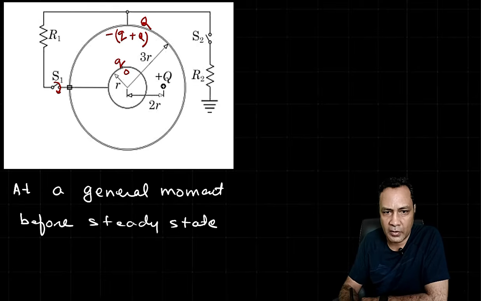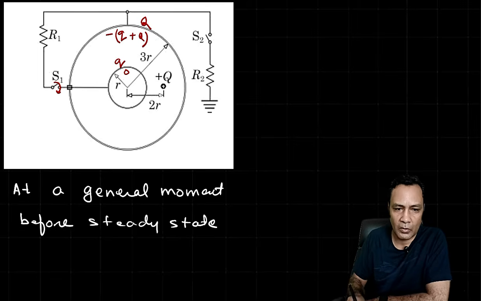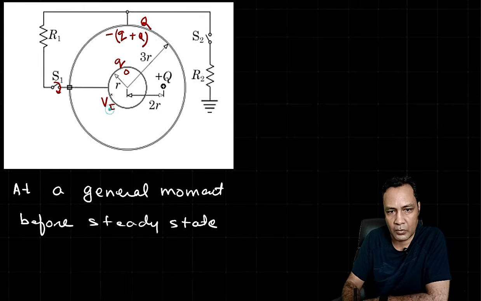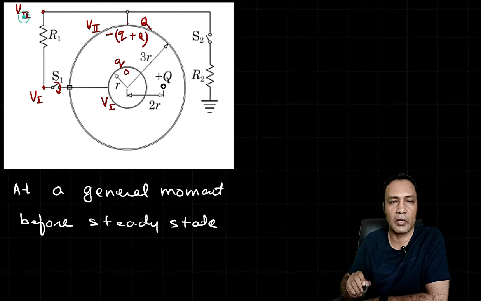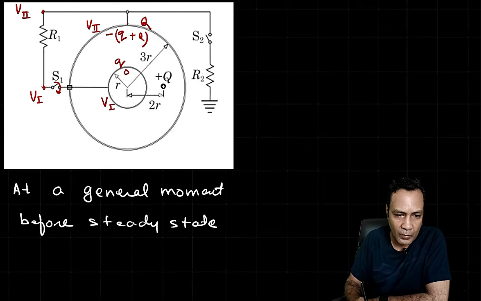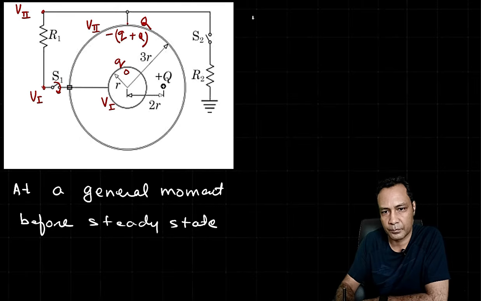So when the steady state happens, we will find how much that q is. Now at a general moment right now, suppose the potential of shell 1 is V1. So the potential of this point, up to this point connected, is V1, and the potential of shell 2 is say V2. So the potential at this point is also V2. First I want to calculate V1 and V2. So V1, potential of shell 1.